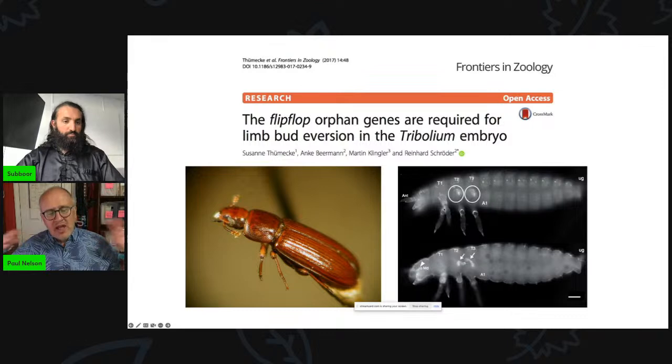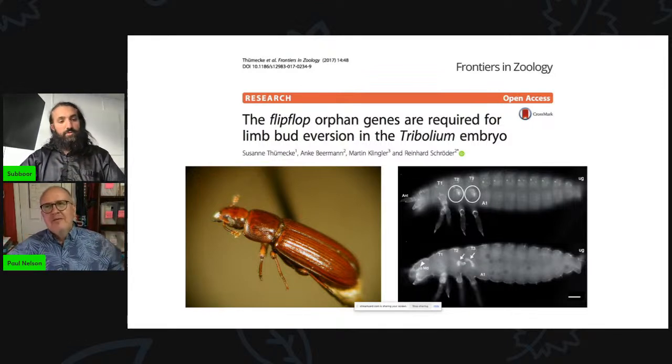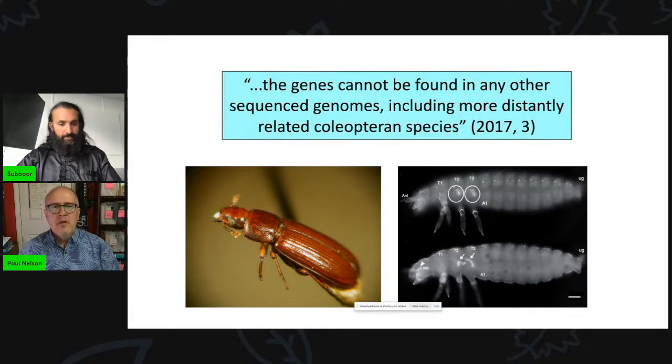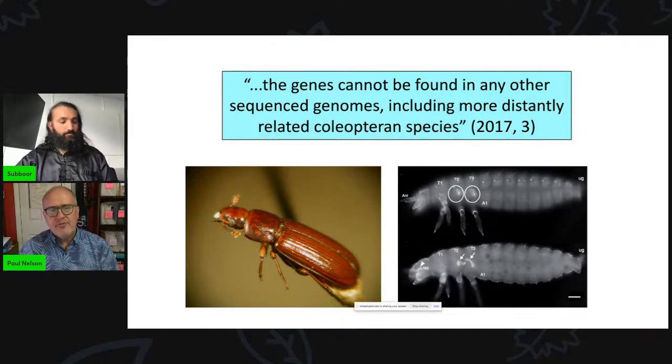If you want your legs as a red flower beetle to grow out from your body, which is kind of important to have a functional limb, you need flip-flop. Now, why is flip-flop interesting? Well, you can see in the title of the paper, it's an orphan. They could not find the corresponding sequences for flip-flop in other insect species. So it appears, at least at the time this was published, I was not able to check today, so I should probably do that. But in any case, when this was published, flip-flop was found only in Tribolium.